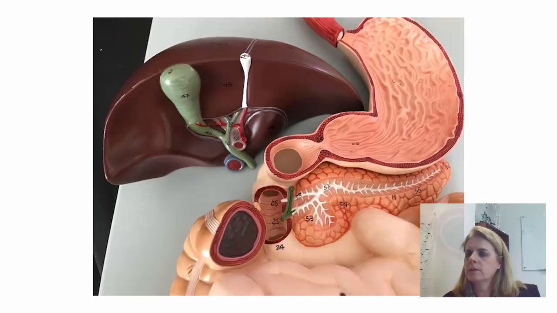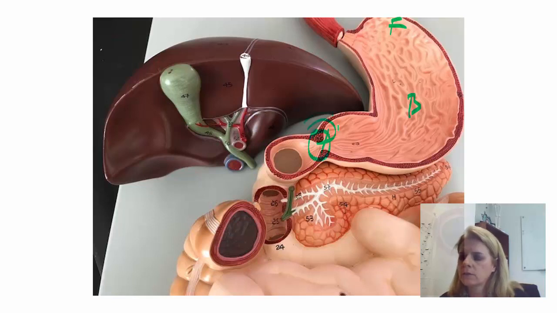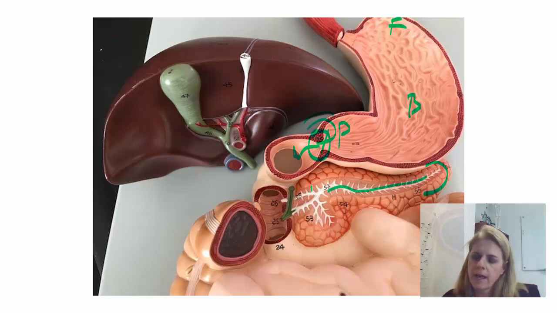Here's another view of this. So you can see the fundus, the body, and the pyloric area. This is the pyloric sphincter, so this is the pylorus of the stomach. It's going to empty into the duodenum. Here you have your pancreas again with your pancreatic ducts. And the pancreatic ducts actually split into an upper and a lower, so there's one that empties here, and then one that joins the common bile duct, the bile duct from the gallbladder, and they empty in here.